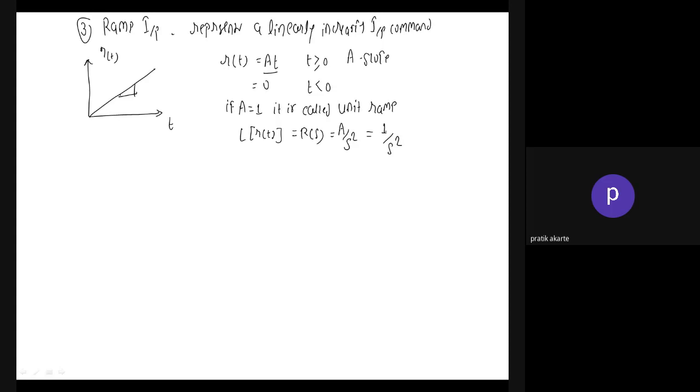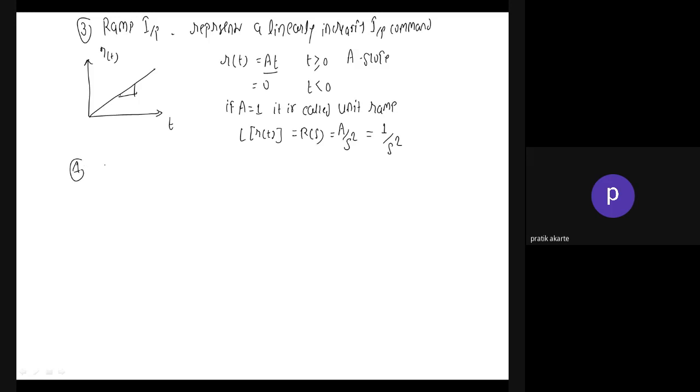If we cannot increase the velocity at the start up to a certain level, we have to increase the velocity linearly. So whenever the behavior of a system is a linearly increasing function, we make the system subjected to a ramp input. Okay, this is ramp input.